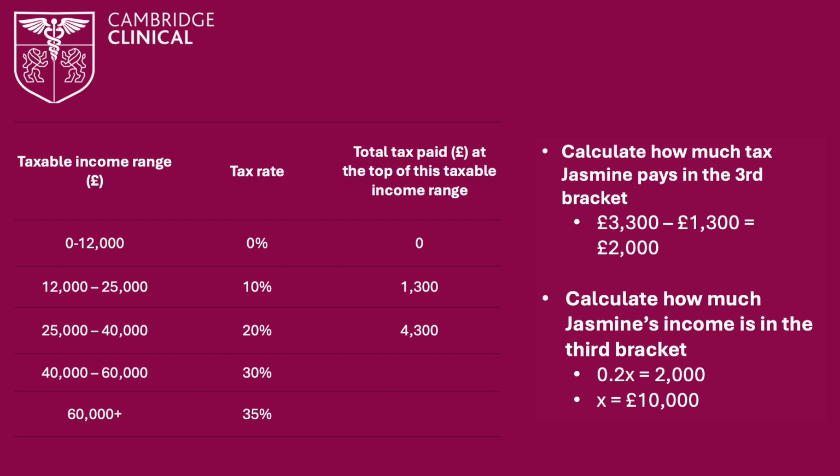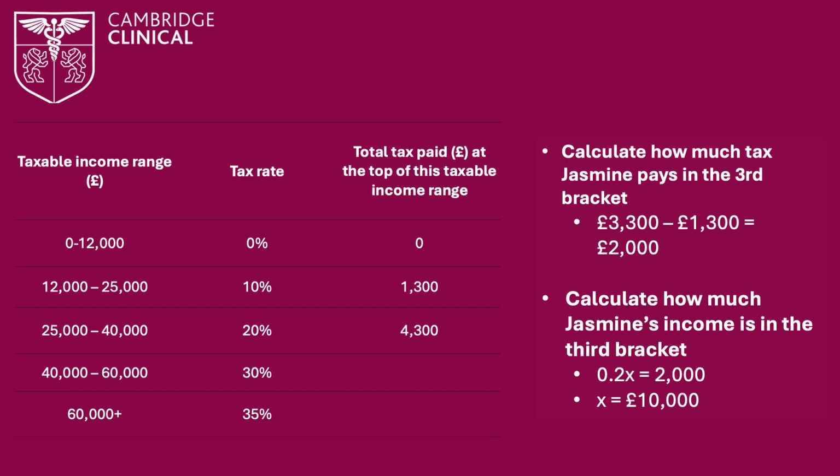As Jasmine's total tax liability of £3,300 exceeds the £1,300 paid at the top of the second bracket, it is clear part of her income must fall into the third bracket. The additional tax due in the third bracket is therefore £3,300 minus £1,300, which is equal to £2,000.